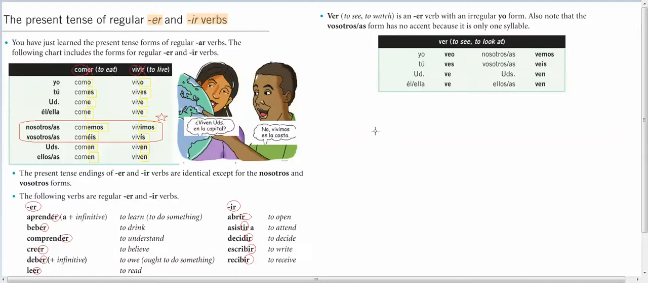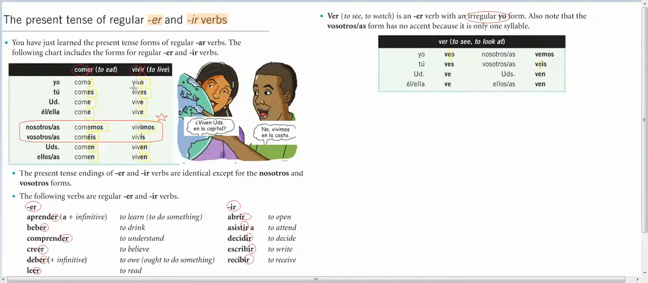Okay? And then they give you ver. Ver is an ER verb. It's a little bit irregular. It's irregular in the yo, and it's only irregular in the yo because it keeps a little bit of its ending. It keeps that E. That's the only thing that makes it irregular, and the fact that it doesn't have the accent mark in vosotros. So it's minorly irregular, I guess, is what you would say. Keeping that E and then not having an accent mark is what makes it irregular.